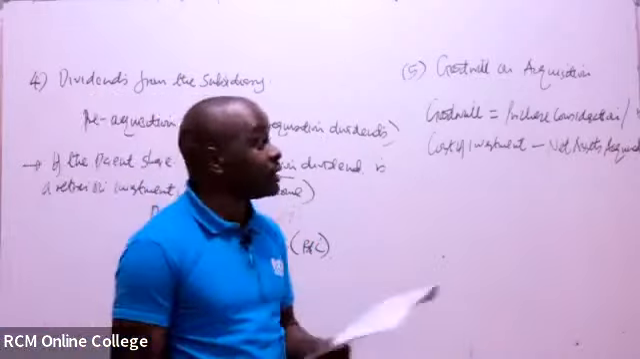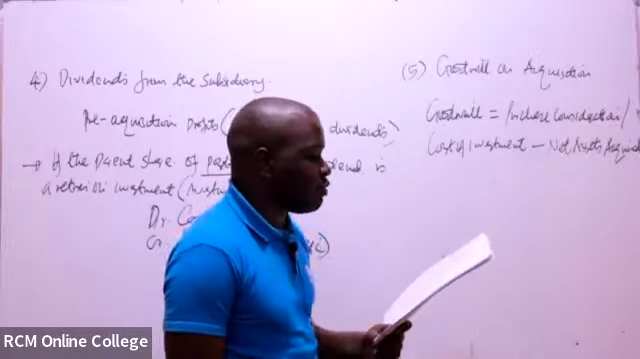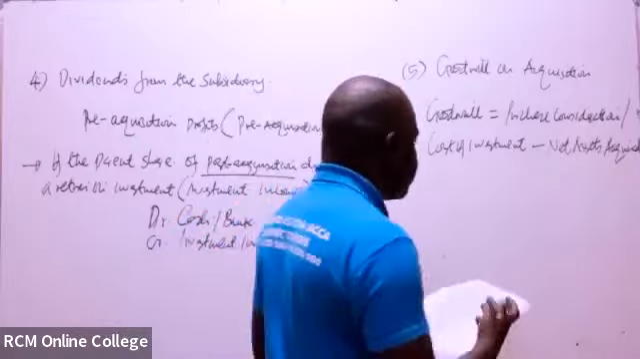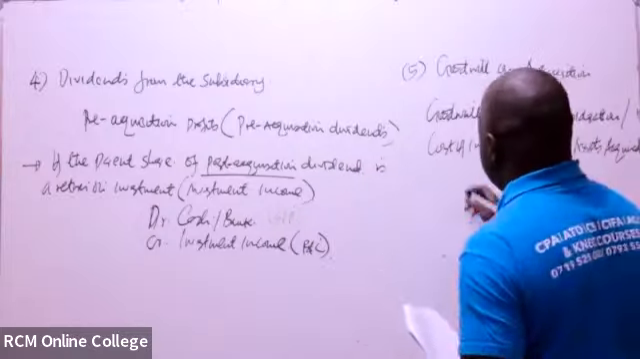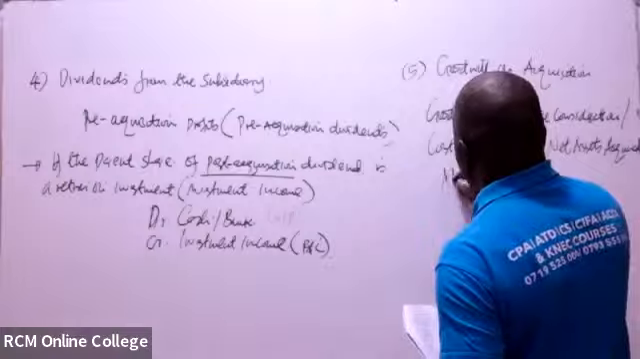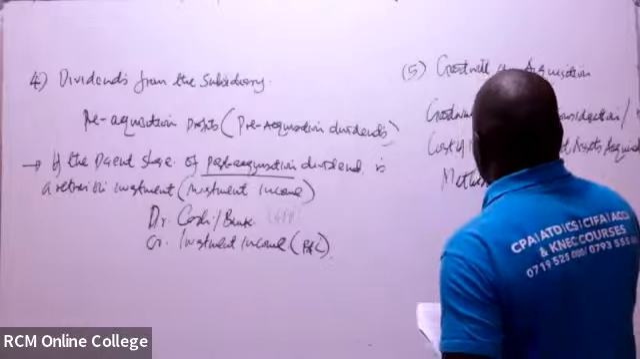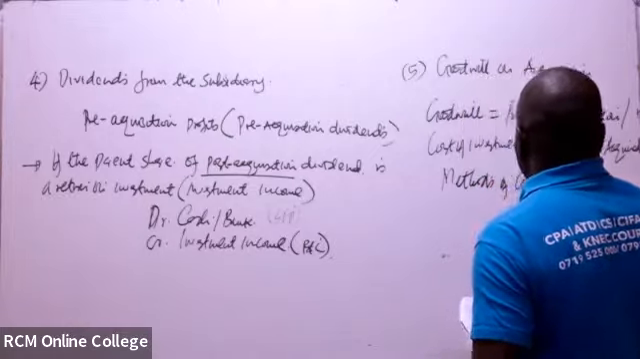So this is the general formula. You can write methods of computing goodwill.